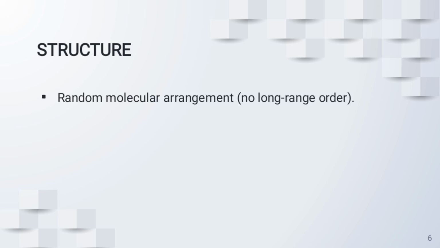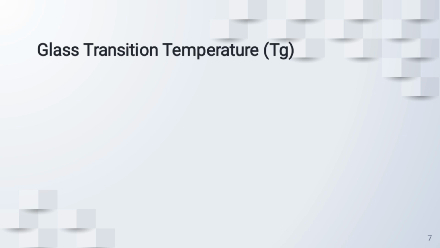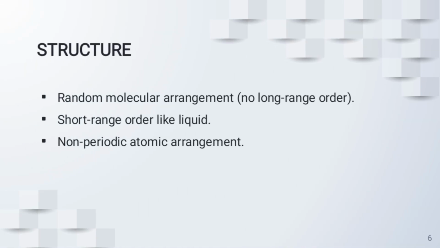Moving to the next slide, its structure. The first point is random molecular arrangement, that is, no long-range order. The second is short-range order like liquids. Third is non-periodic atomic arrangement. So, students, in the glassy state, molecules have local order, neighbors are fixed, but there is no periodic repeating pattern. That's why glass looks like a frozen liquid when observed under a microscope.